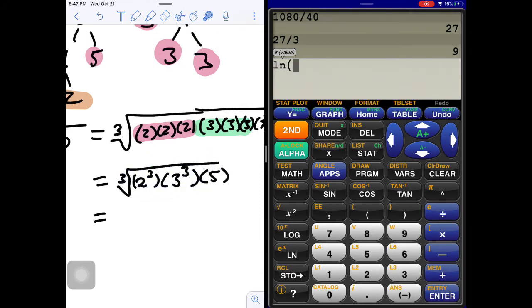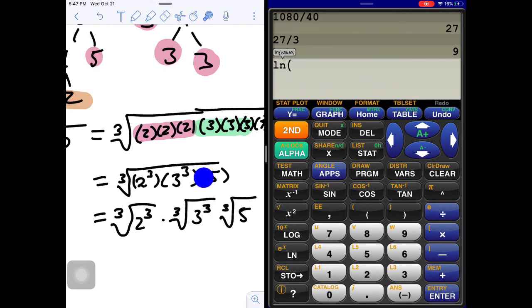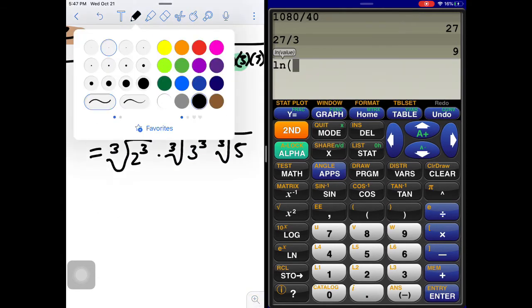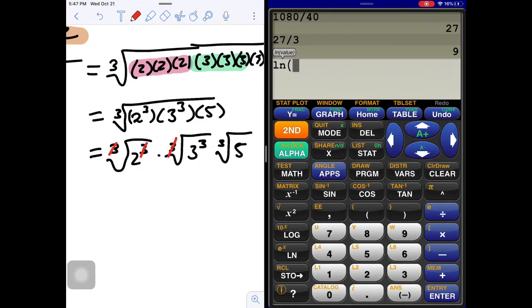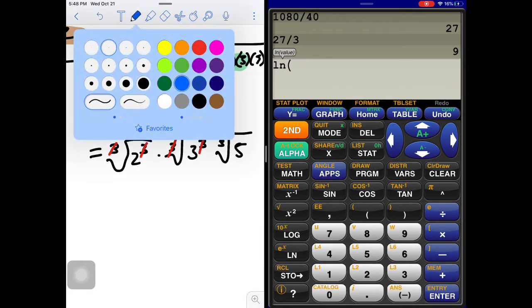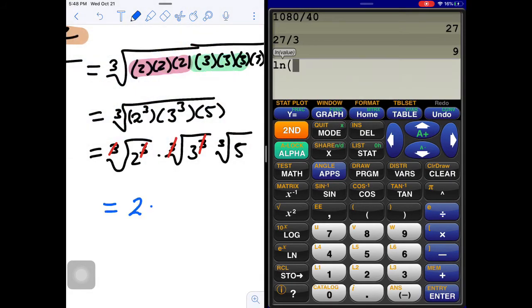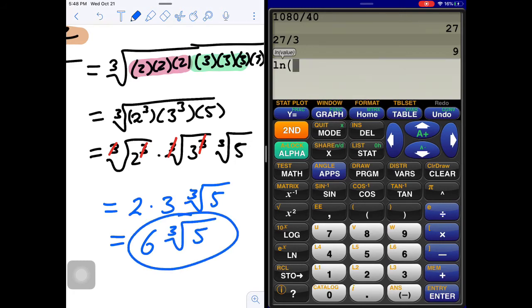So I'm going to use that product rule we learned. So this will be the cube root of 2 cubed multiplied by the cube root of 3 cubed multiplied by the cube root of 5. So I've broken these up individually, multiplying them. And here I will get my cubes canceling out. So I'm going to simply be left with 2 times 3 times the cube root of 5. And that's going to equal 6 cube root 5.